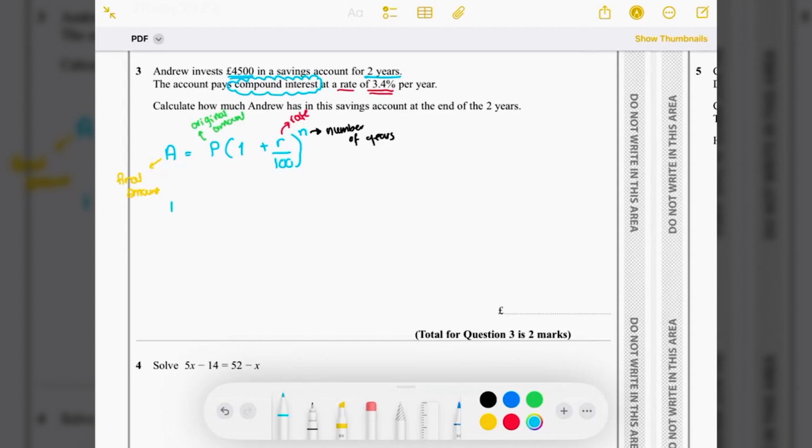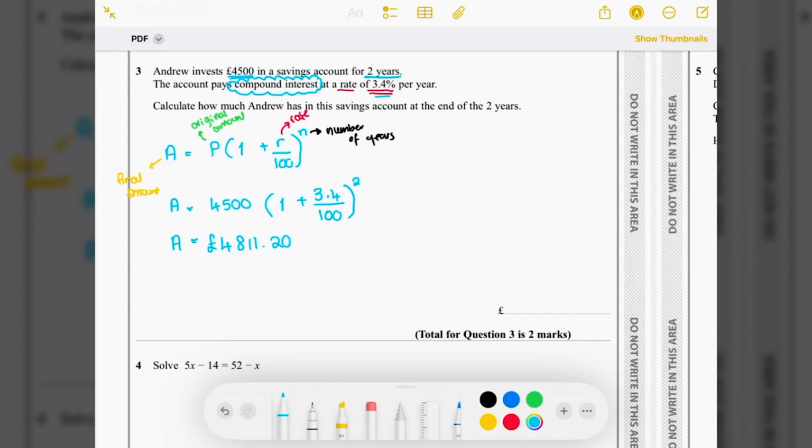So A equals the original amount, which is 4,500, brackets 1 plus the rate. What is my rate? 3.4%. 3.4 over 100, all to the power of N, which is the number of years, which is 2. Now, if we put it on the calculator, we get 4,811 point. Now, because it's money, we leave it to 2 decimal places. So this is my final amount.